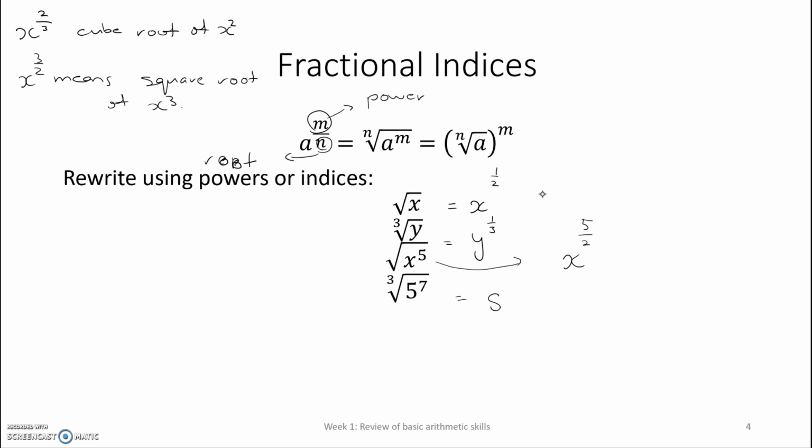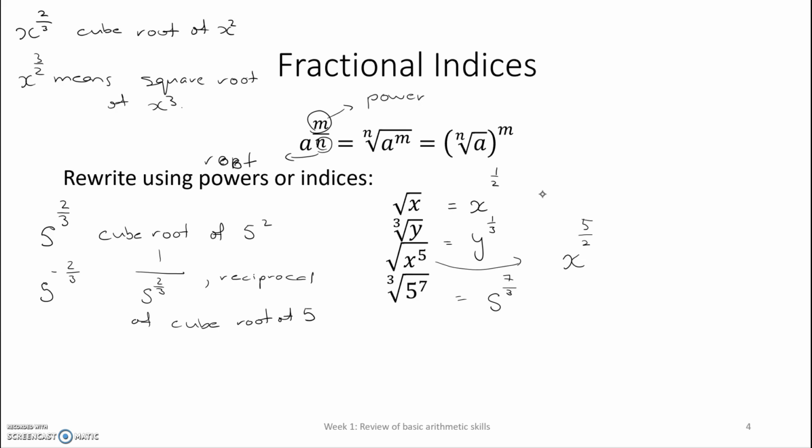And the last one is 5 to the power of 7 over 3. So from the previous slide, we can now understand what 5 to the power of 2 over 3 means. It means the cube root of 5 squared, and 5 to the negative 2/3 means 1 over 5 to the 2/3, so it means the reciprocal of the cube root of 5 squared.